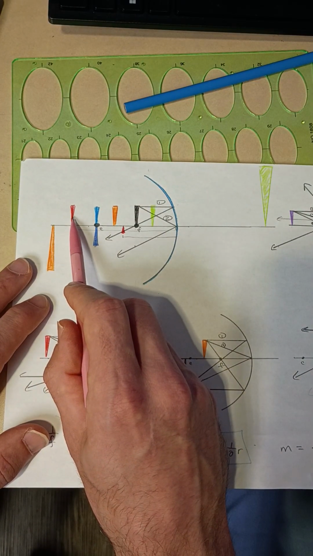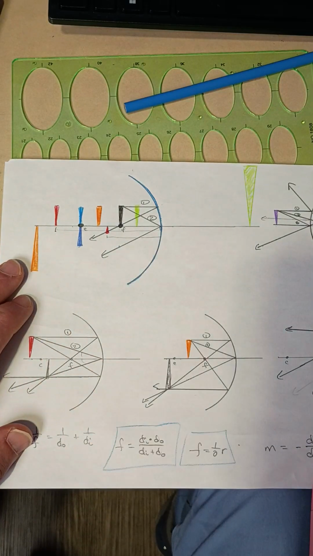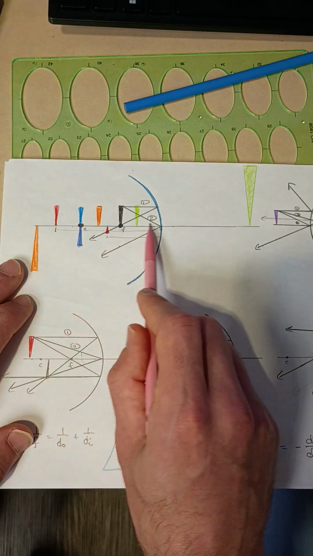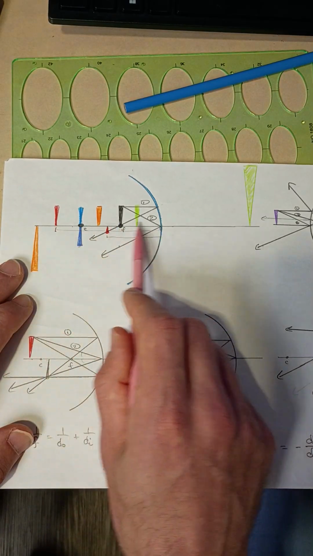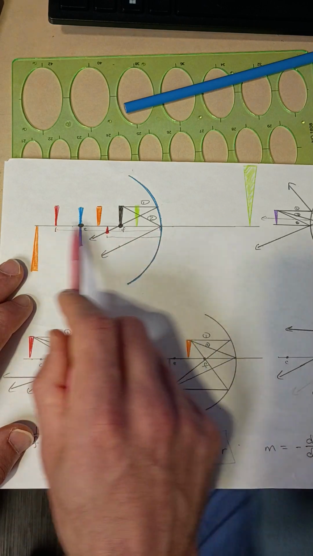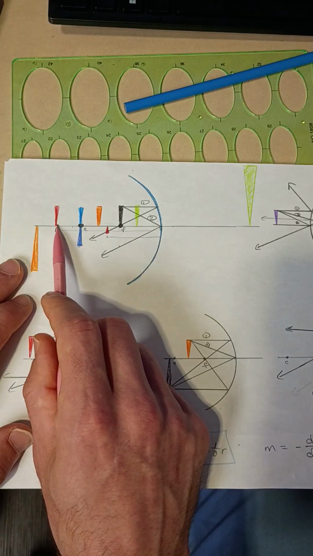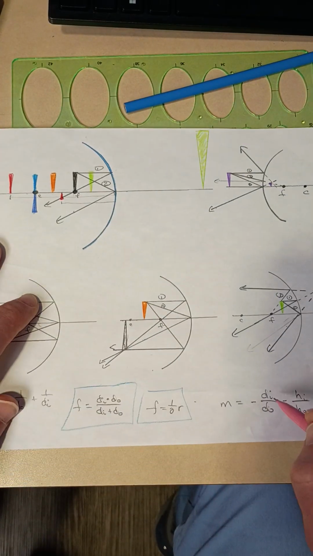You can see here, in this example, the distance of the object is a positive value because it's on this side with these points. The distance is on this side. It's not on the opposite side of the mirror, right? So that would be a positive value for distance of object. Then distance of image is also a positive value.